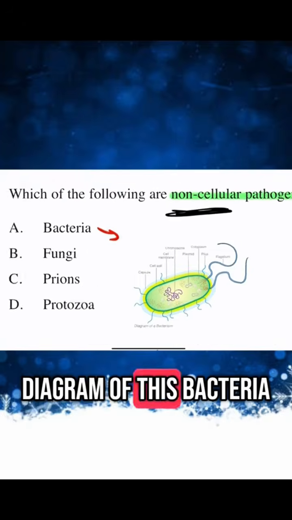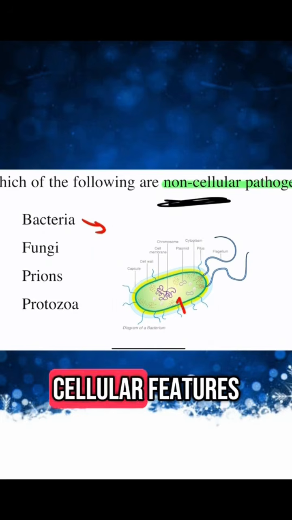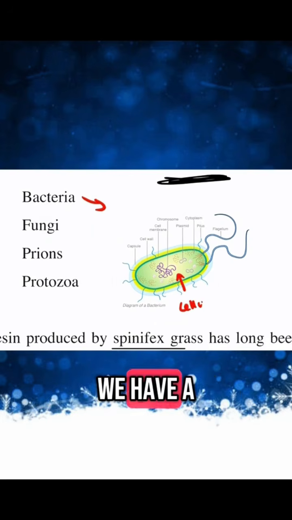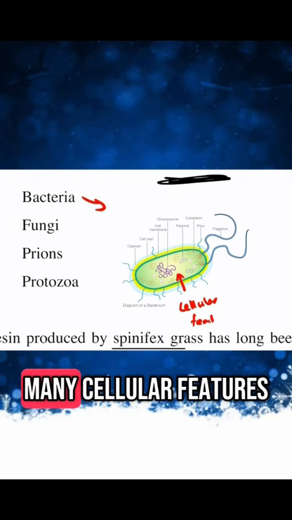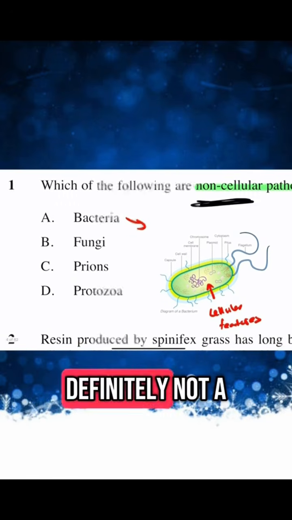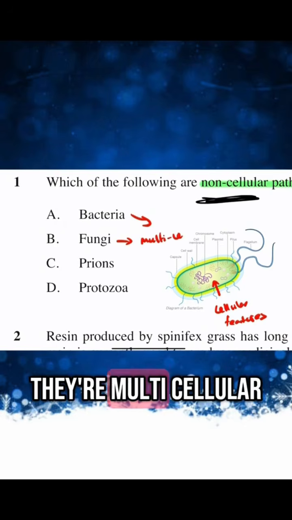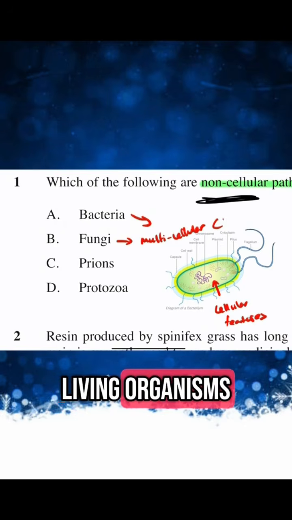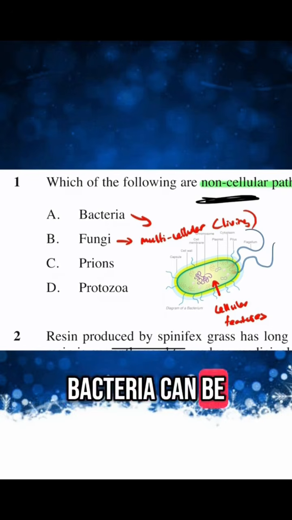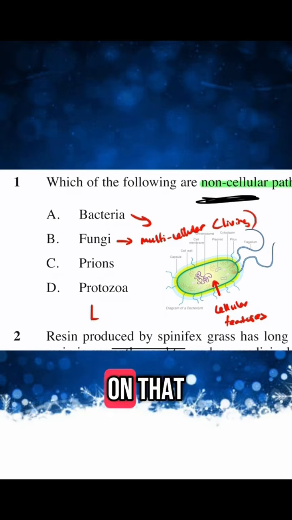Looking at this diagram of this bacteria, we can see that it's got cellular features, cell wall, and we have a plasma membrane. We have so many cellular features, meaning this is definitely not a non-cellular pathogen. We've got fungi. Now we know what fungi are. They're multicellular living organisms. We don't even know if bacteria can be classified as living or not. There's a bit of a debate on that.